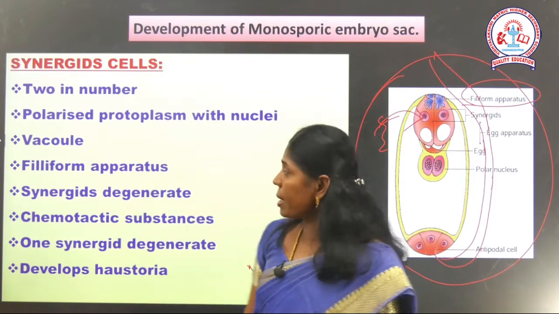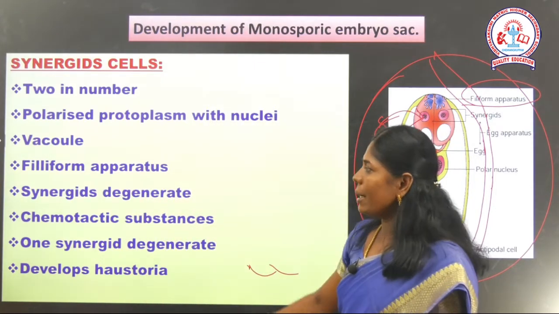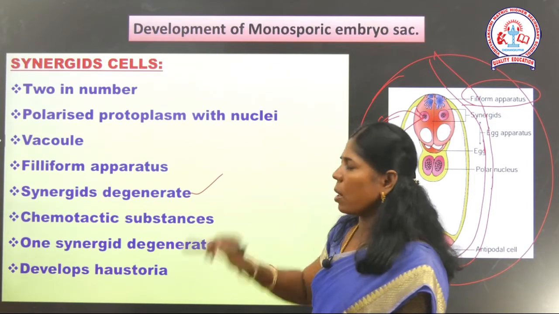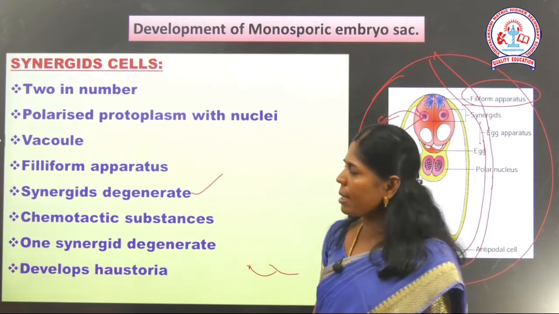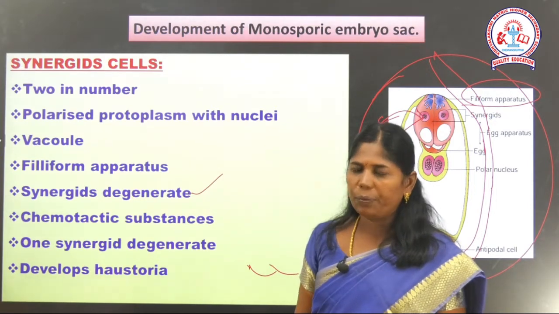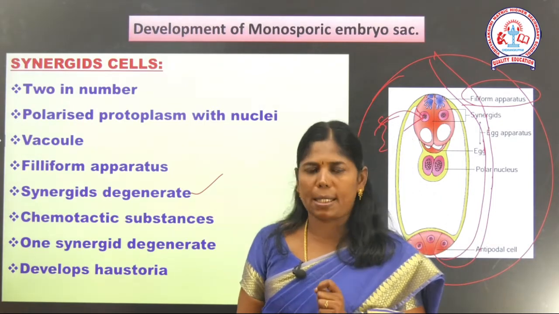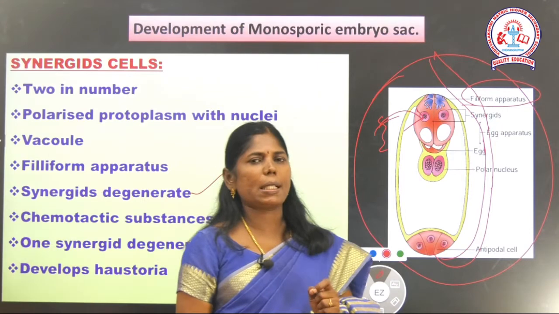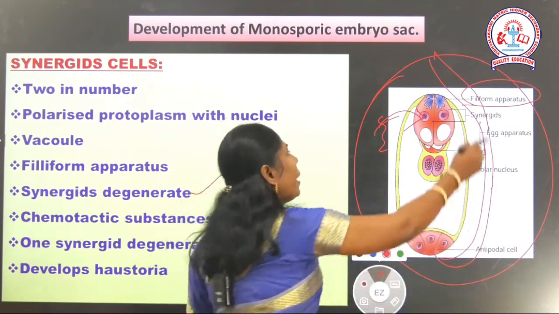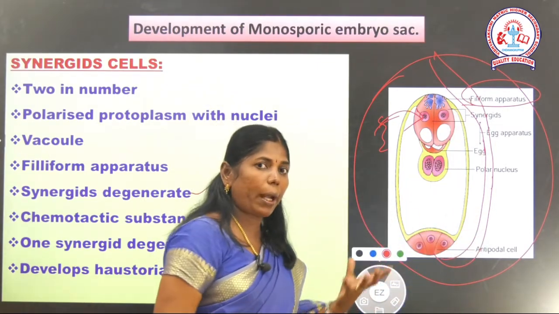And what are the functions of synergids? Actually, the synergids degenerate. After fertilization, the synergids and antipodals degenerate. The synergids secrete some chemotropic substance. The chemotropic substance attracts the pollen tube to enter the embryo sac. They attract the pollen tube.